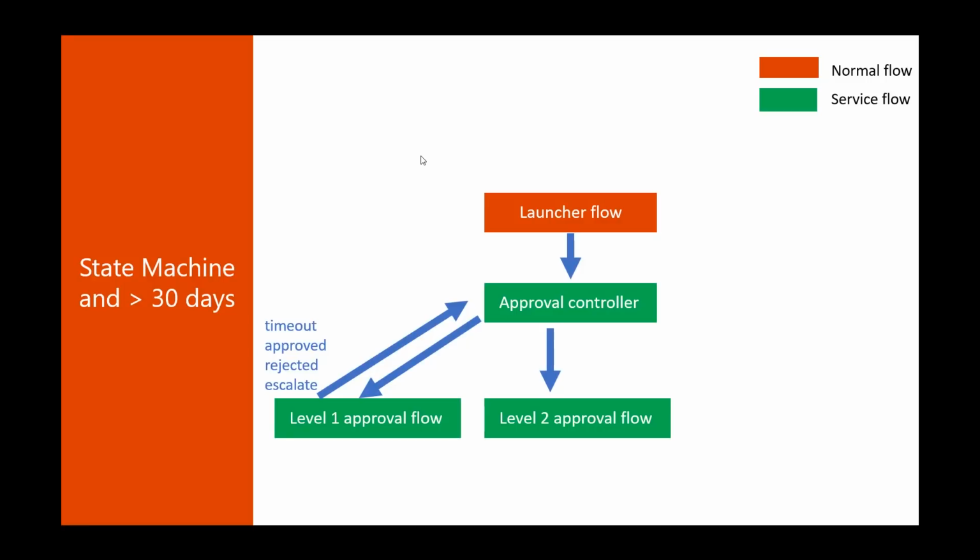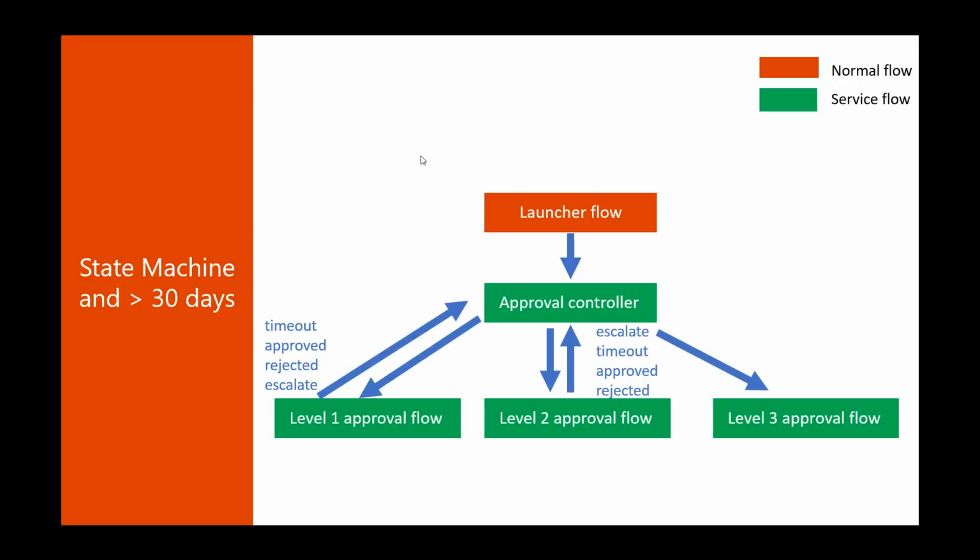So for instance, let's say in level 1, the user did approve. Then approval controller will start a level 2 approval, which can return the same kind of information, or even more, right? Then if the user in level 2 approves, then approval controller will start another flow, level 3 approval flow, etc., etc.